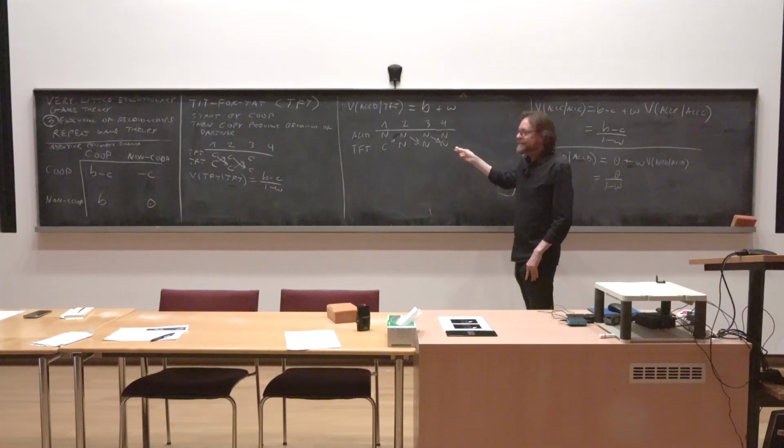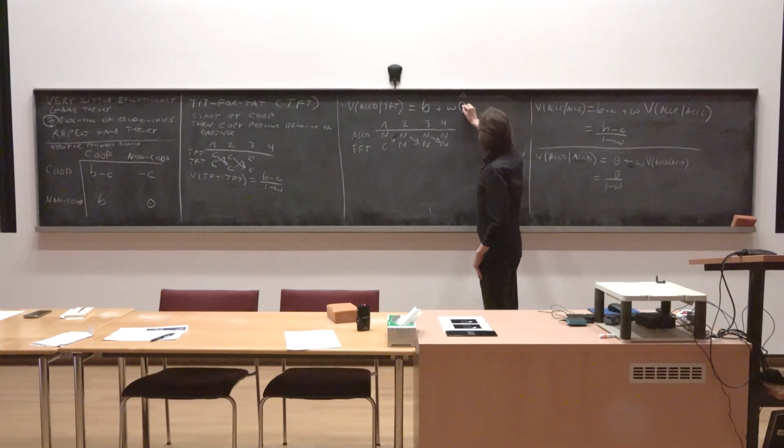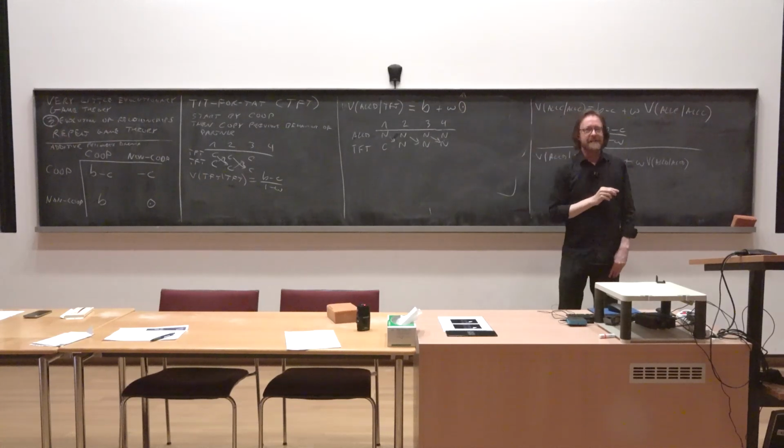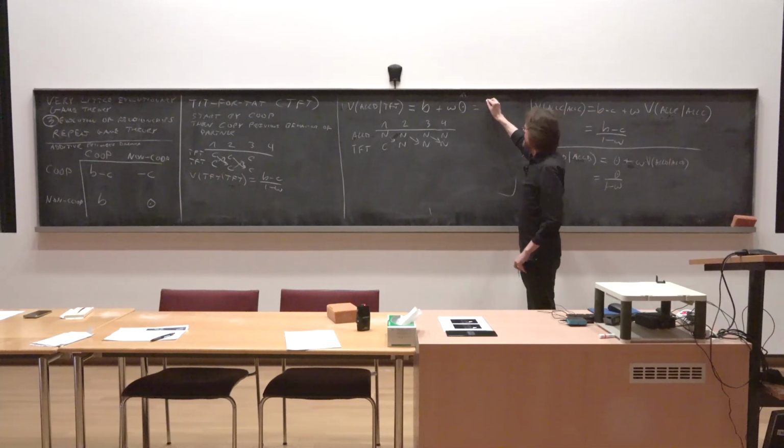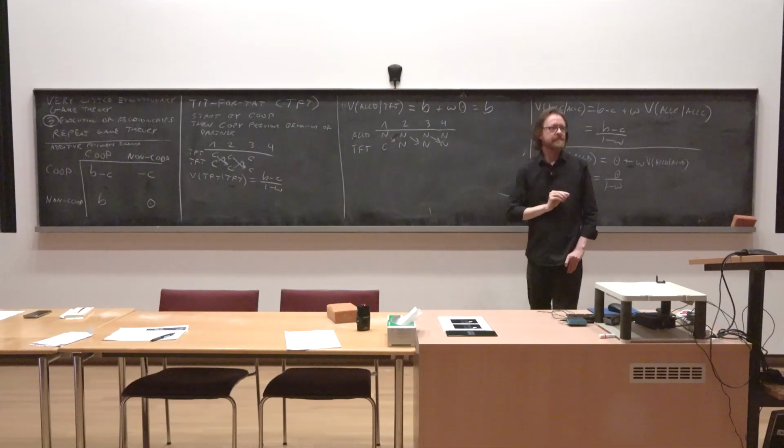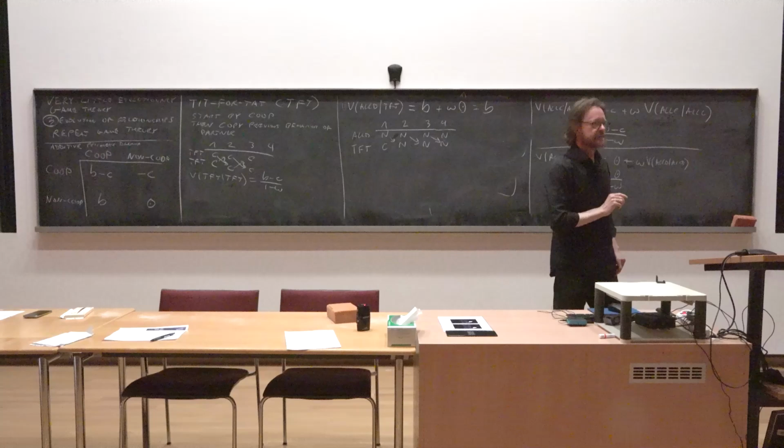Are we good? Yeah? So it's W times 0, W squared times 0, W cubed times 0. It's all 0 after that. So it's just B. Richard, what do you mean with one memory, that you only remember the last?